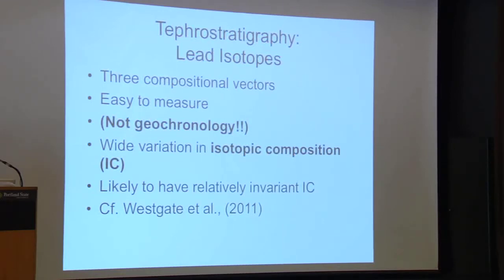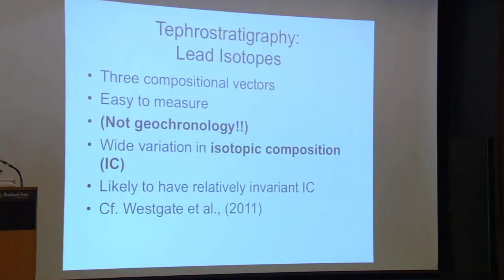In part, this is coupled to the fact that there's a wide variation in isotopic composition. But the ease of measurement, lead isotopes have been measured for decades. They're relatively easy to measure, and there's a wide variation, so we can get away with a slightly lower precision than something like neodymium or hafnium or osmium.